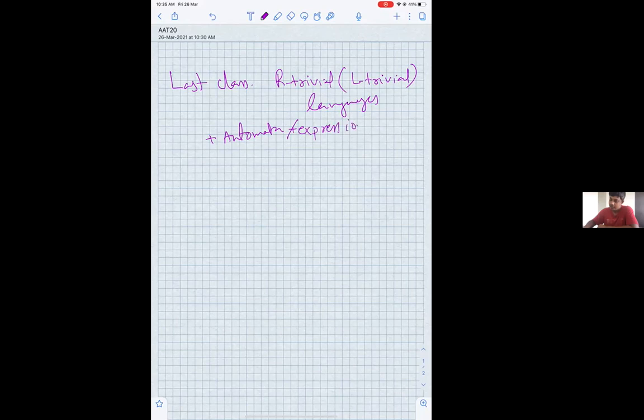Okay, let's start. So last class, what did we see? Last class, we saw R trivial and L trivial languages, and we saw some characterization, plus automata, plus expression characterization. Did you do the exercise for L trivial? What is the automata model for L trivial?